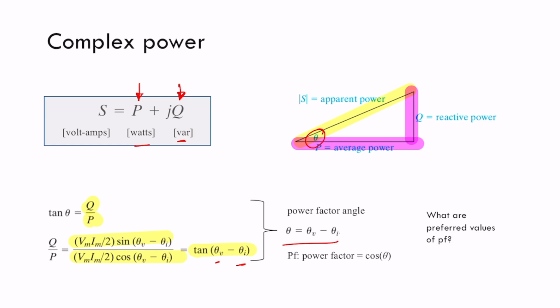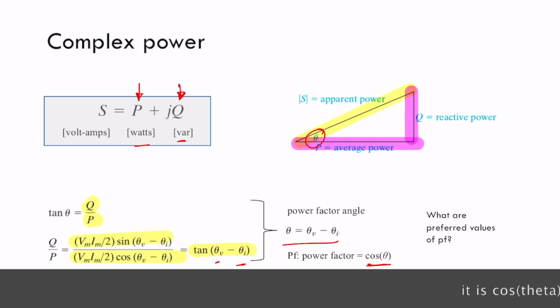This difference is called the power factor angle, but the cos of phi is what is called the power factor. And you can imagine that this cos phi of this difference is what gives you the active power.